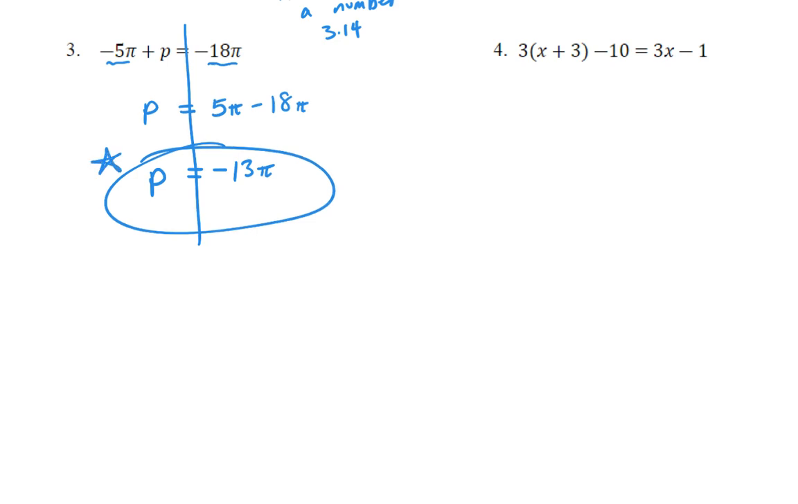All right. Another one, we have some parentheses, so we're going to have to distribute again. All right, 3 times x, yup. And then 3 times 3, 9er. Did I catch a 9er in there?